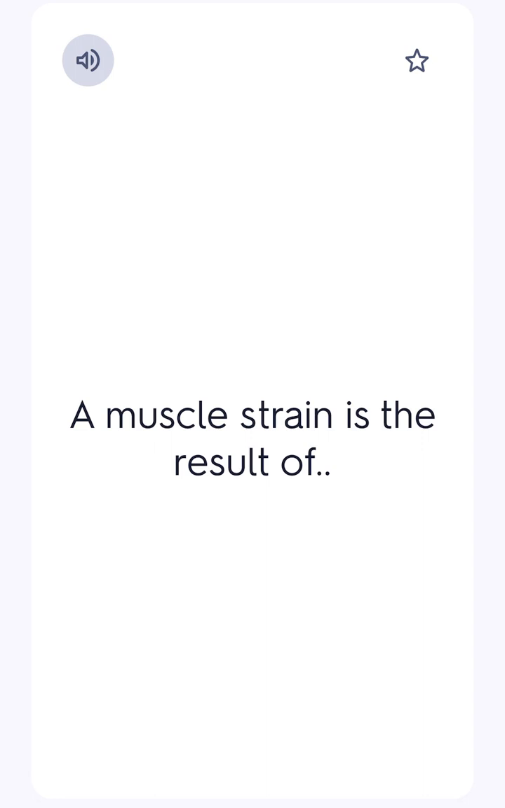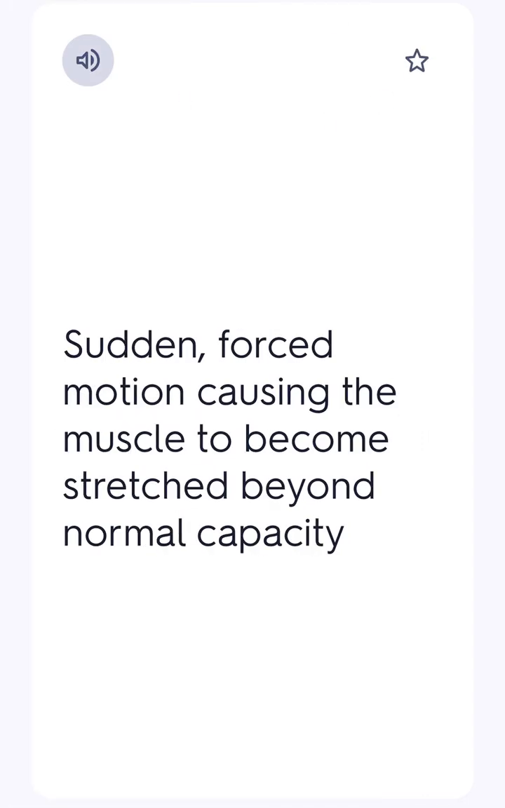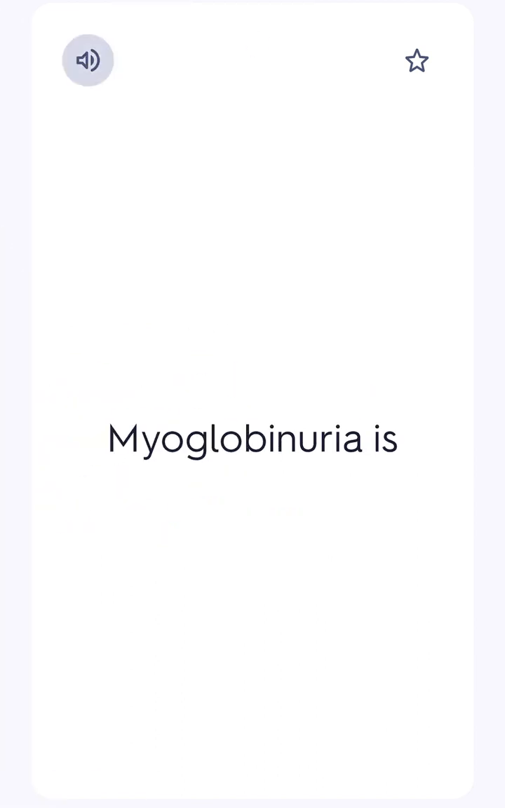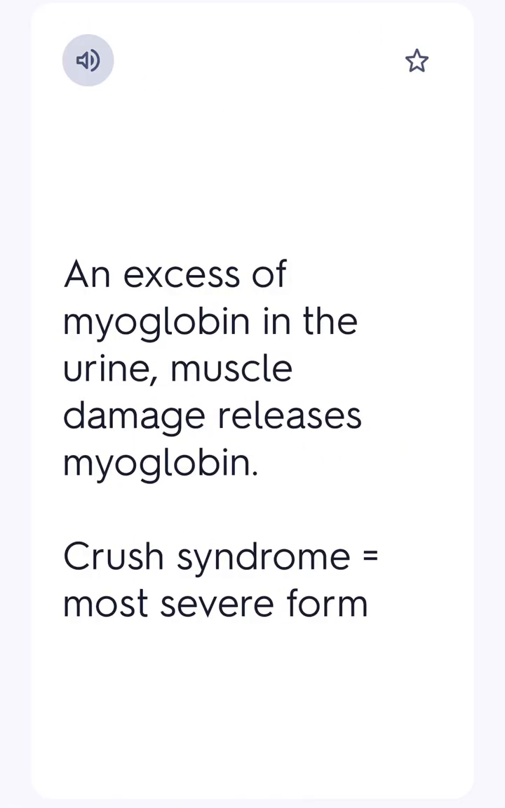A muscle strain is the result of sudden, forced motion causing the muscle to become stretched beyond normal capacity. Myoglobinuria is an excess of myoglobin in the urine. Muscle damage releases myoglobin. Crush syndrome is the most severe form.